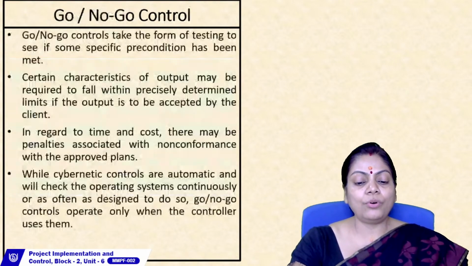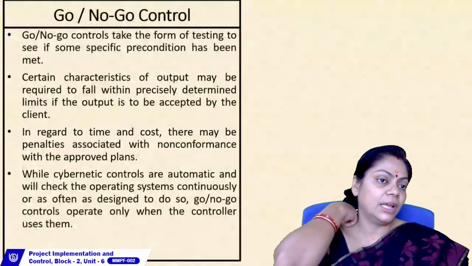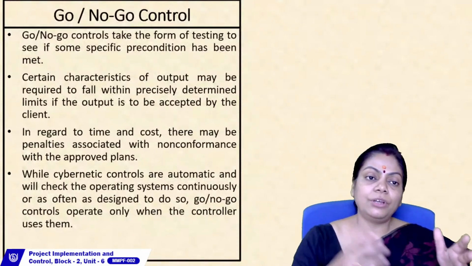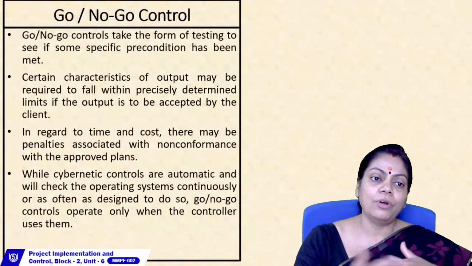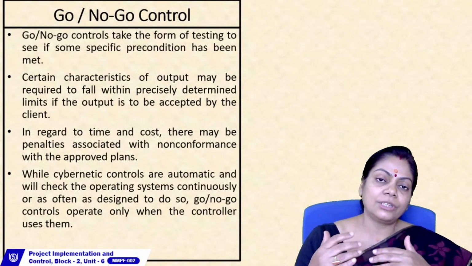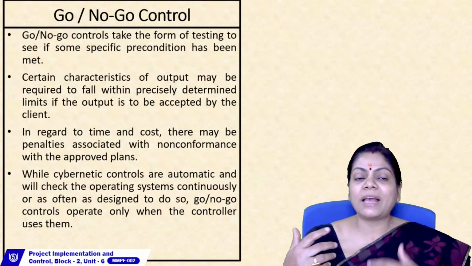Now go no go control usually takes the form of testing to see if any precondition has been met, whether it will allow or will not allow. Certain characteristics of your output may be required to fall within a precisely determined limit if the output is to be accepted by the client.